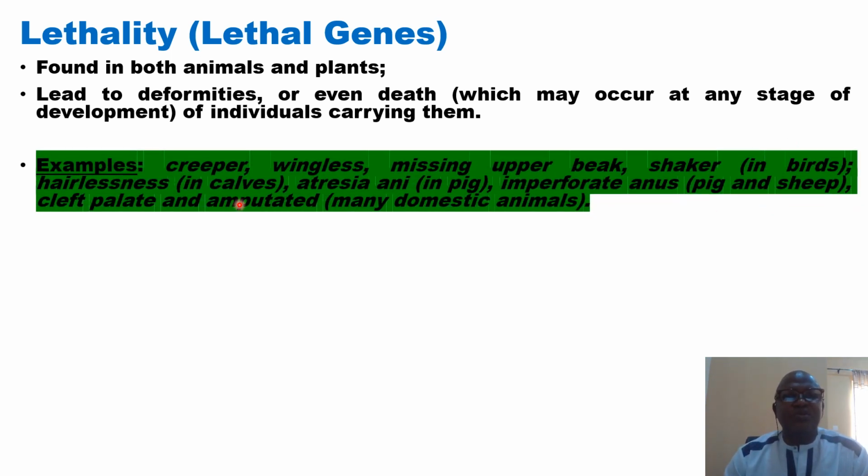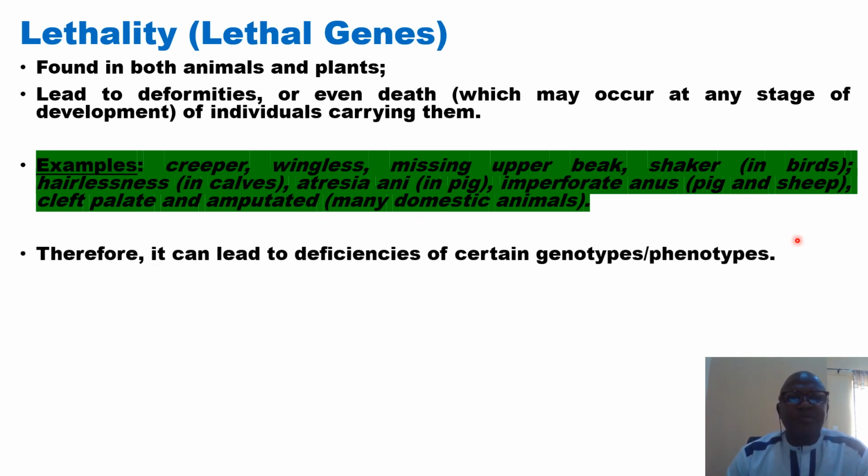So, these are examples of lethal genes in farm animals. Creeper, wingless, missing upper beak, and shaker. These are all found in birds. In calves, you have hairlessness. The calf is born without hair. In pigs, you have atresia ani. You also have imperforate anus in pigs and sheep. You have cleft palate and amputated. These are found in many of the domestic animals. Therefore, when lethality is in operation, it can lead to deficiencies of certain genotypes or phenotypes in the population.